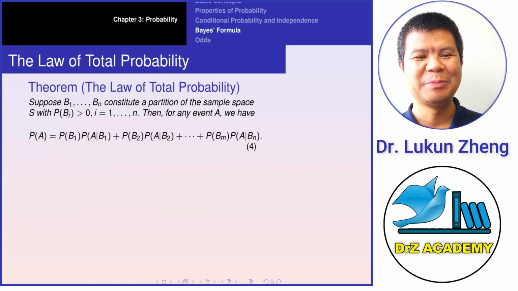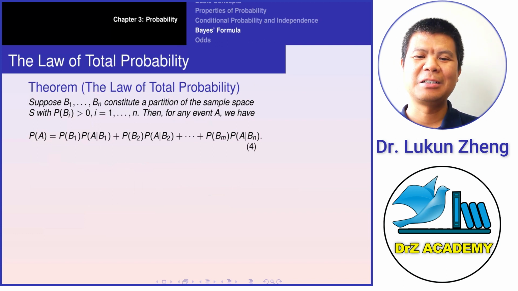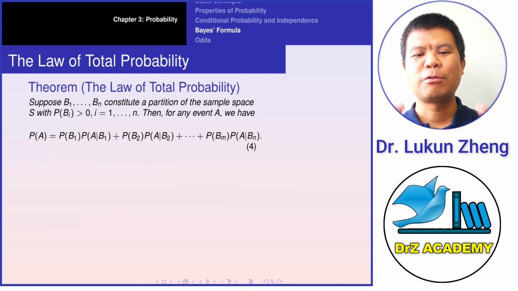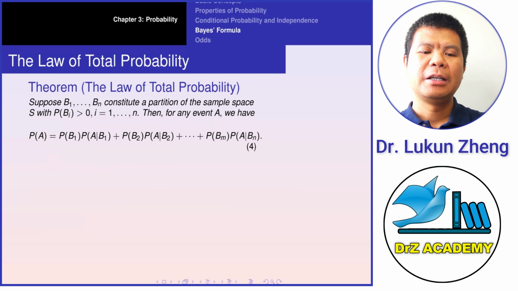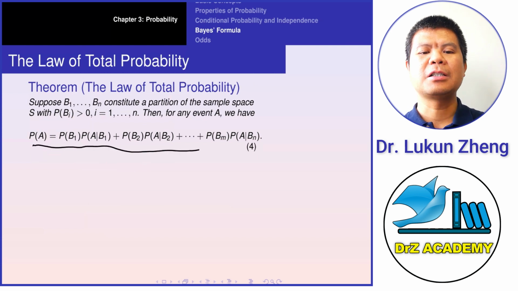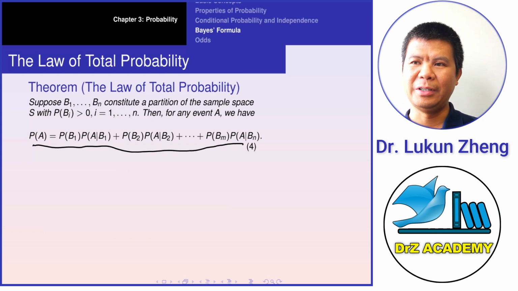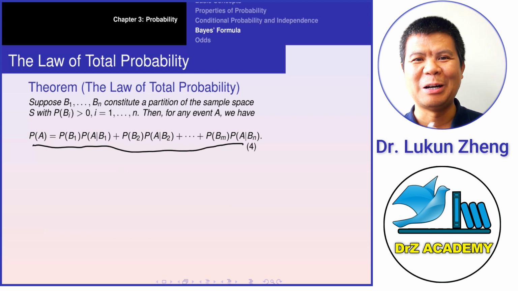Here we go. Suppose B1, B2, ..., Bn constitute a partition of the sample space with probability Bi greater than 0. Then for any event A, we have the equation. This is the law of total probability: probability of A equals the sum of these terms, where each term is a product, probability Bi times probability A given Bi.